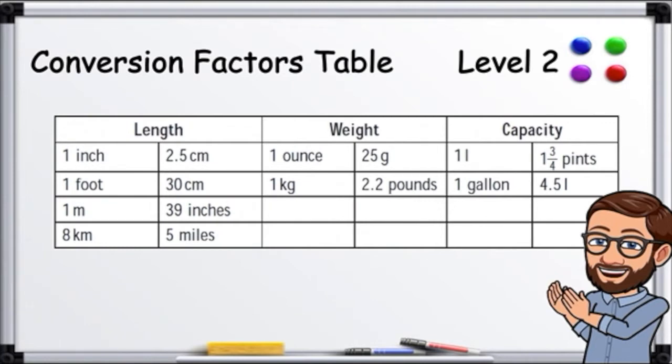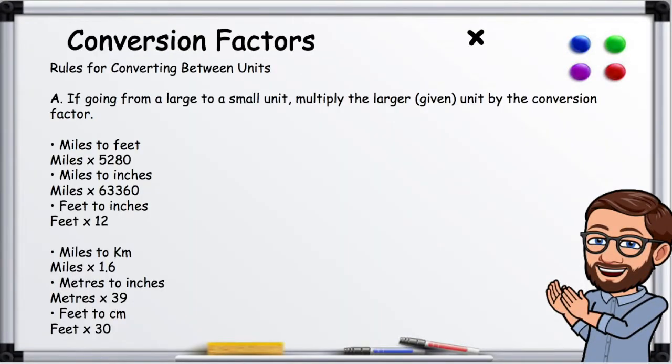1 ounce is 25 grams. 1 kilogram is 2.2 pounds. And in capacity, we have 1 litre equals 1 3/4 pints, and a gallon is 4.5 litres. Okay, let's see this in practice now. So rules for converting between units. If going from a larger unit to a smaller unit, you always multiply the larger given unit by the conversion factor. Let's give you some examples.